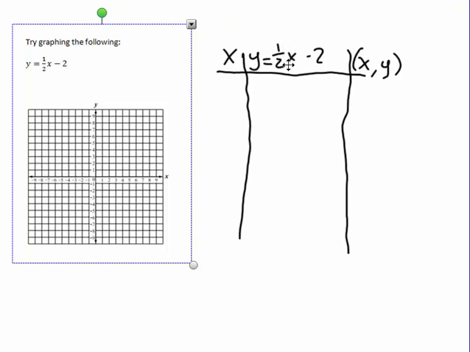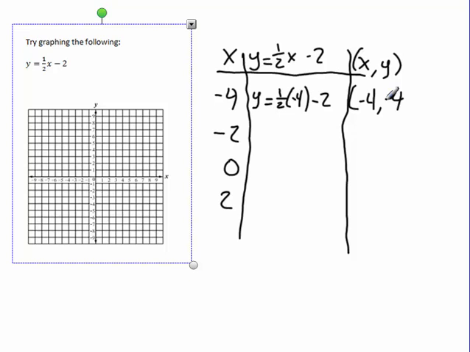Anyways, but who cares? What I know is that I want to pick even numbers because I'm going to take half of them. You know, I don't want to put a 3 in there because then I get 3 halves, and that's a fraction, and I don't want to mess with those. So I'm going to say negative 4, negative 2, 0, and 2. Let's try these numbers out and see what we get. So when I plug a negative 4 in there, I'm going to get y equals 1 half times negative 4 minus 2. Half of negative 4 is negative 2. So negative 2 minus 2 is negative 4. So here I get the point negative 4 comma negative 4.